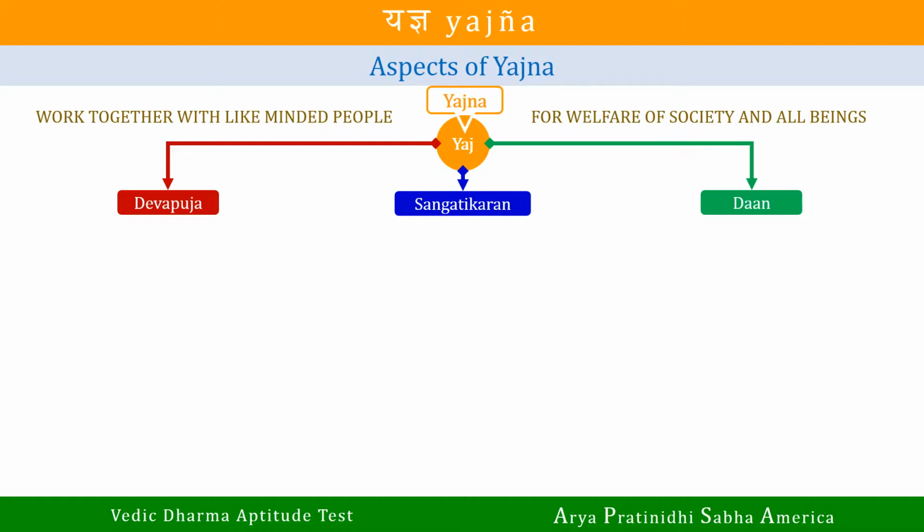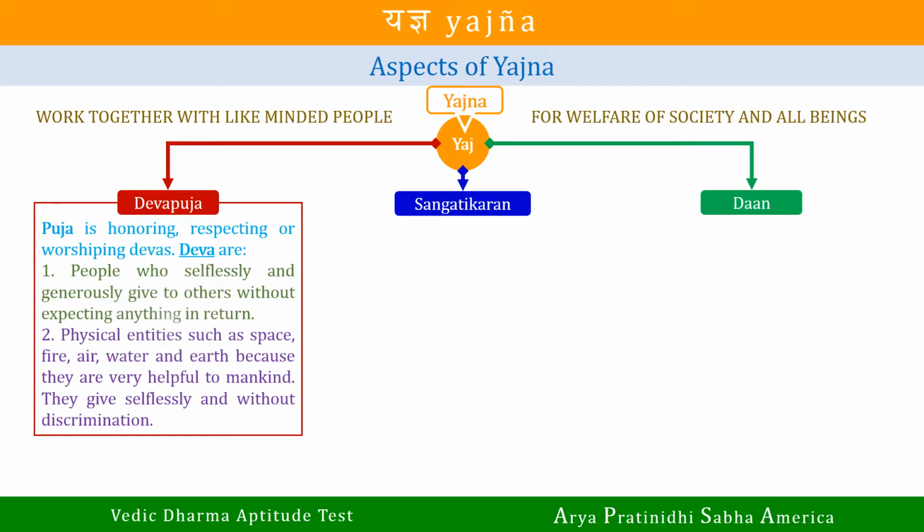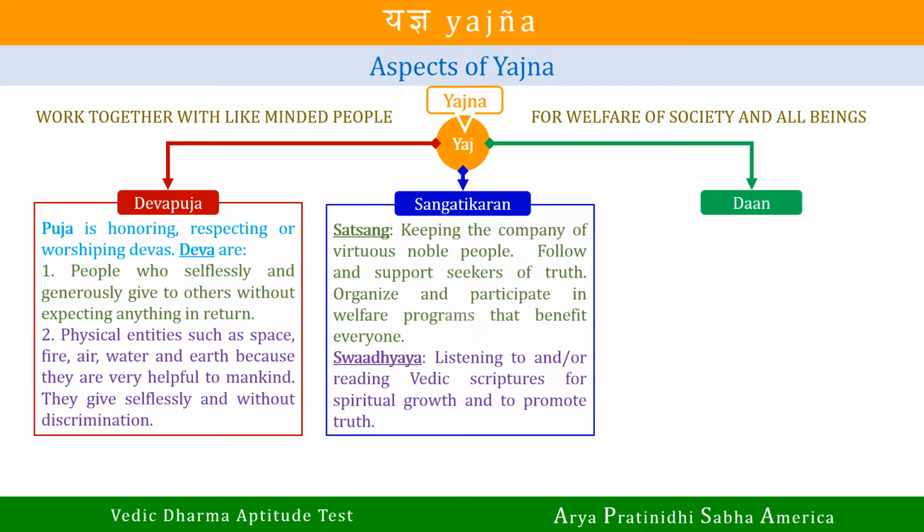I know dan means charity, but what are the meanings of the other words? Dev Puja is honoring, respecting, and worshipping Devas. The question is, who is a Dev? People who selflessly and generously give to others without expecting anything in return are Devs. The physical entities such as space, fire, air, water, and earth are also called Dev because they are very helpful to humankind. Sangatikaran includes satsang and swadhyay.